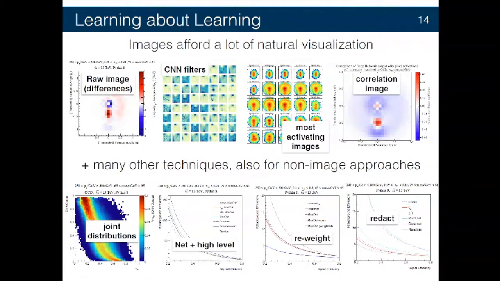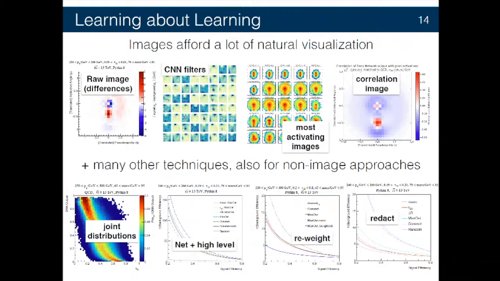The other things you can do, so convolutional filters are nice because you can look at the filters. For, let's say, face recognition, the filters look like eyes and ears and noses. For jet images, it's a little bit more complicated because there aren't eyes and ears and noses and tails to figure out. But there are things like subjets and radiation patterns between subjets. And those are things that, if you stare long enough, you might be convinced are learned.